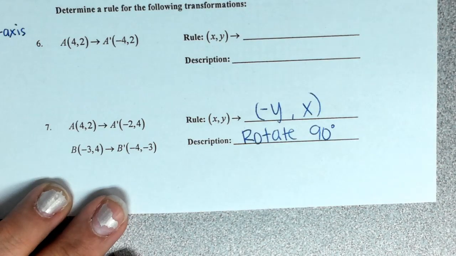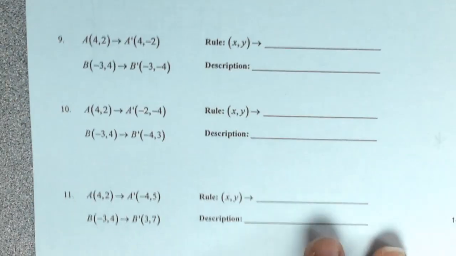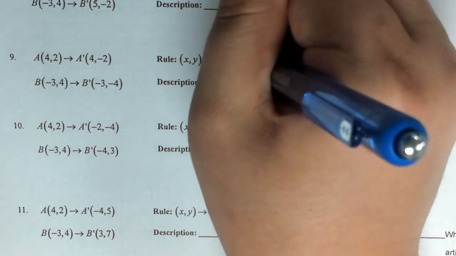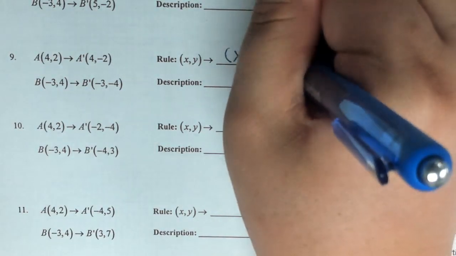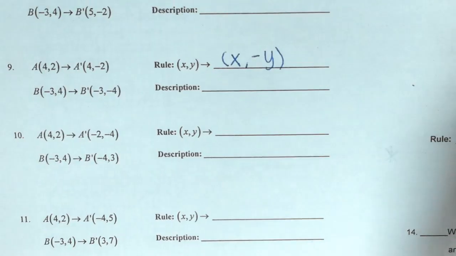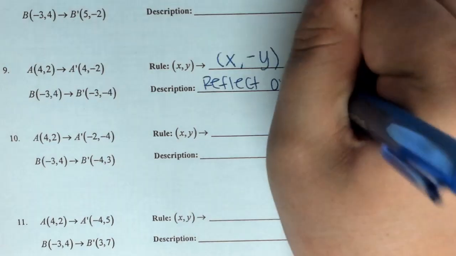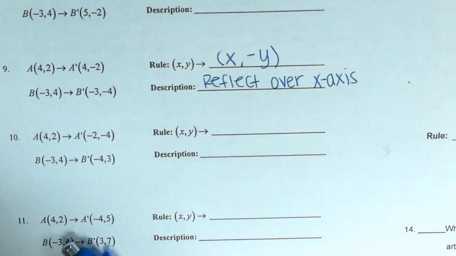Questions? Turn your paper over. Number 9. It's switching which sign? No, x stays the same. What happens to my y? And what is that? Reflect over the x-axis. Does that make sense? If it would have switched them, then that would have been 270.